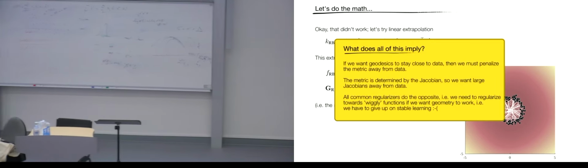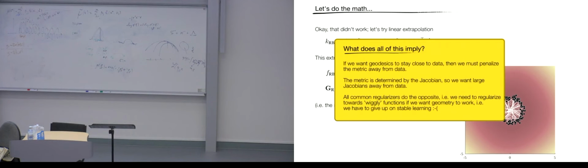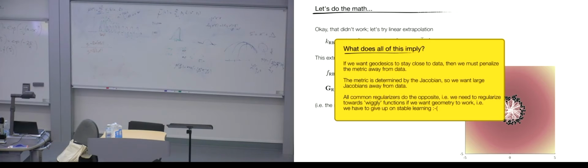So now we might say, okay, let's just extrapolate the right way. Let's define an extrapolation scheme that makes geometry work. What does that imply? Well, if we want geodesics to stay relatively close to the data, we need to extrapolate with something that causes the metric to become large far away from data. That means the Jacobian has to become large far away from data. That means the extrapolating behavior of our function has to be wiggly. It needs to have large derivatives.